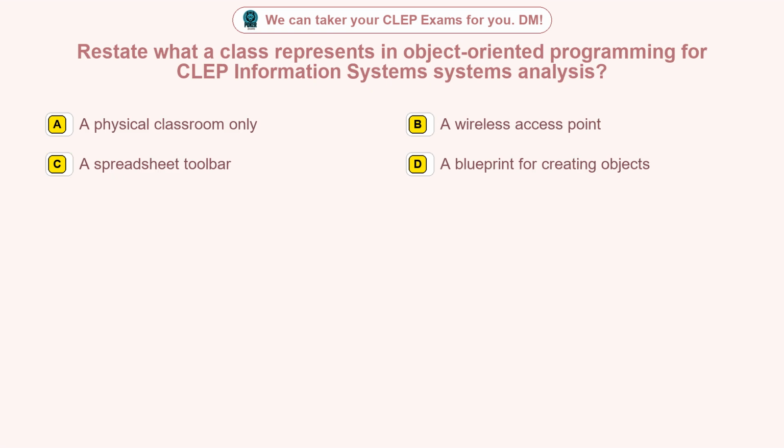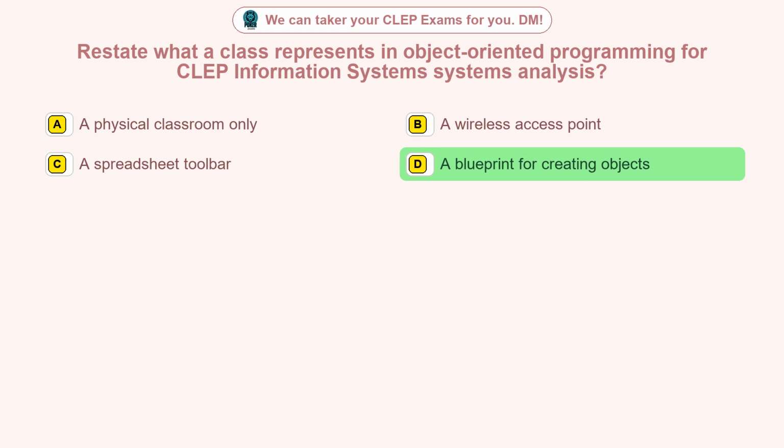Question 91. Restate what a class represents in object-oriented programming for CLEP Information Systems analysis. Option A. A physical classroom only. Option B. A wireless access point. Option C. A spreadsheet toolbar. Option D. A blueprint for creating objects. The correct answer is option D.